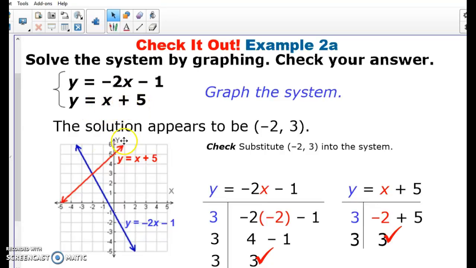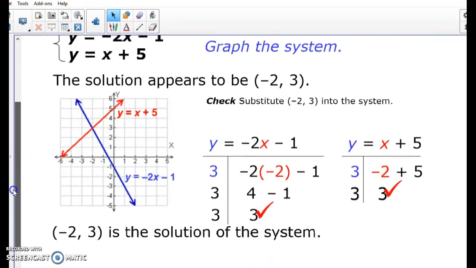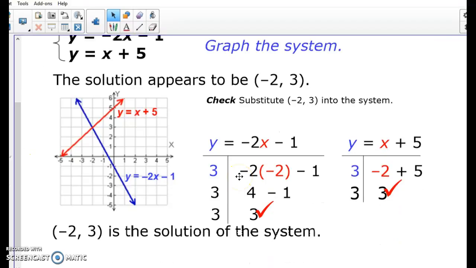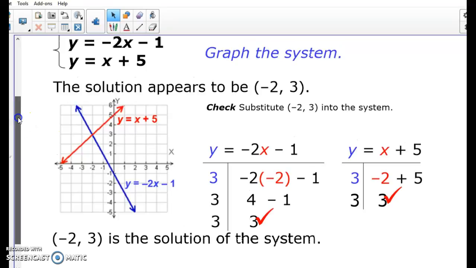It says plus 5, so I'm going to start up at 5. And then my slope is 1 over 1, so up 1, right 1, up 1, right 1. There's my red line, and it looks like they touch at about (-2, 3). And then as always, since this is algebra, we can go back and plug it in and see, hey, did I graph that right? Is that true? So let's look at this point.